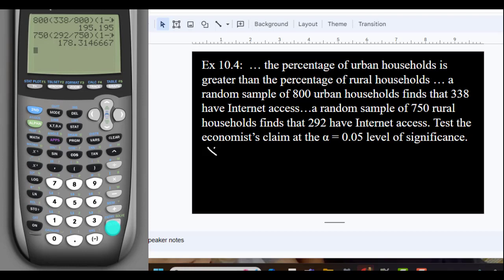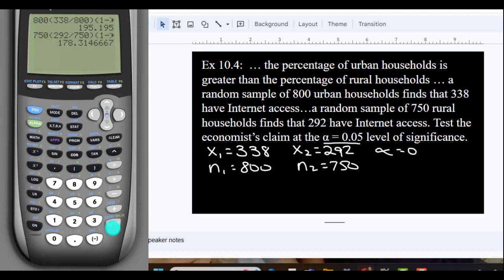But let's write down our information. Remember what we need. X1 is the group from the first sample, 338 that have internet access out of the total of 800. Then we needed X2, which was the 292 people who have internet access out of the 750. And then remember that our alpha level is 0.05.